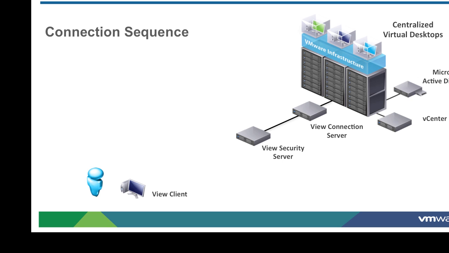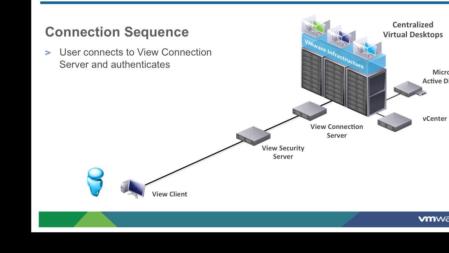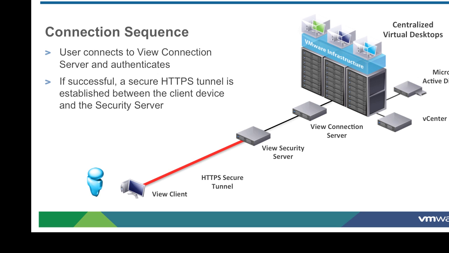When the user at their View client connects to a View environment, they first make a connection to the connection server, but in this case via a security server. The user at the View client will enter a URL of the View environment, and that will make an HTTPS connection. They authenticate through the View client, so they enter their credentials. If those client credentials are correct, then a secure HTTPS tunnel is established between the client device and the security server. That's illustrated by the red line here that's operating between the View client and the View security server.